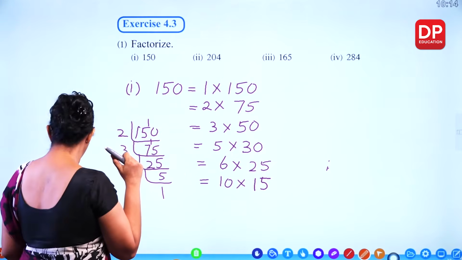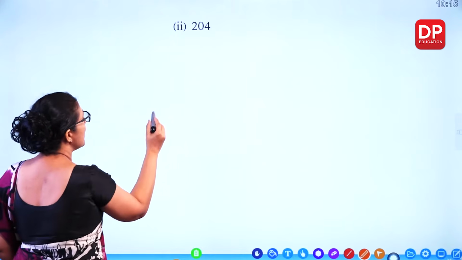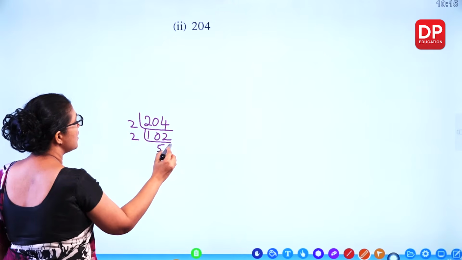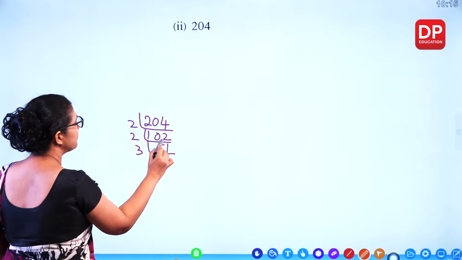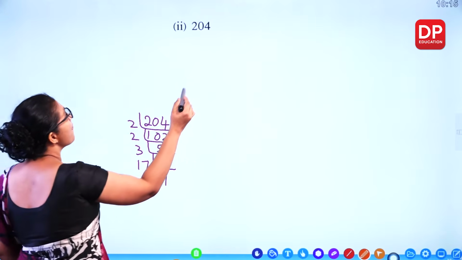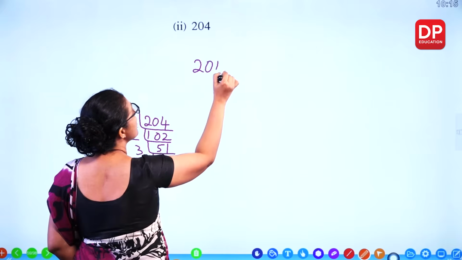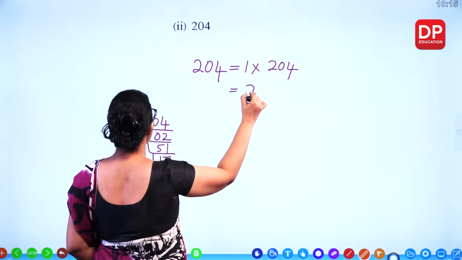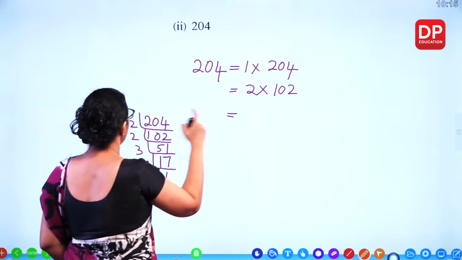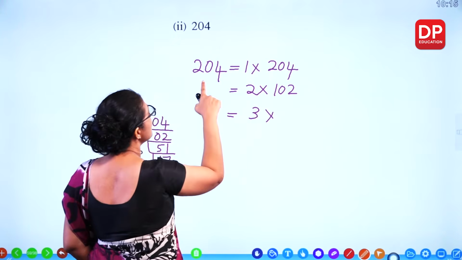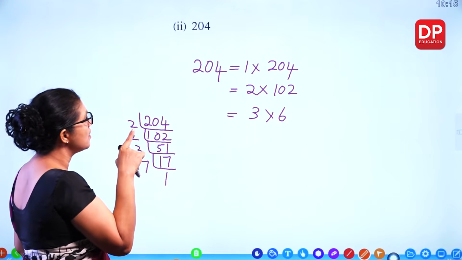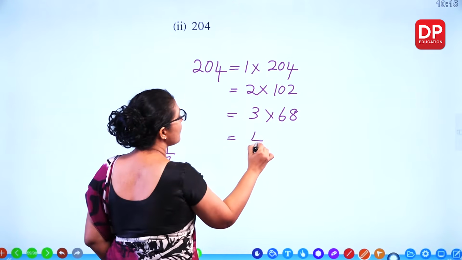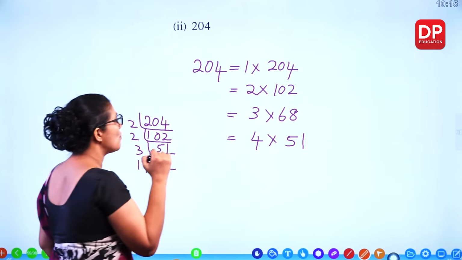Now we'll take 204. What are the factors? You can divide and see. Divide by 2, divide by 2 again, divide by 3 and 17. So I can write 204 as 1 times 204. It's divisible by 2, so I can write 2 times 102. Then 3 times 68. It's divisible by 4. 4 times 51.